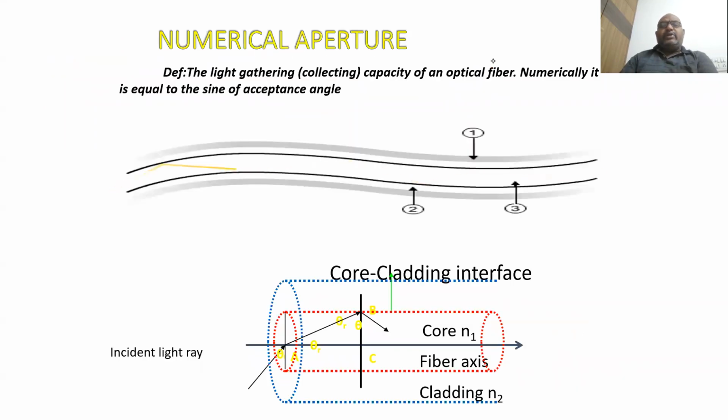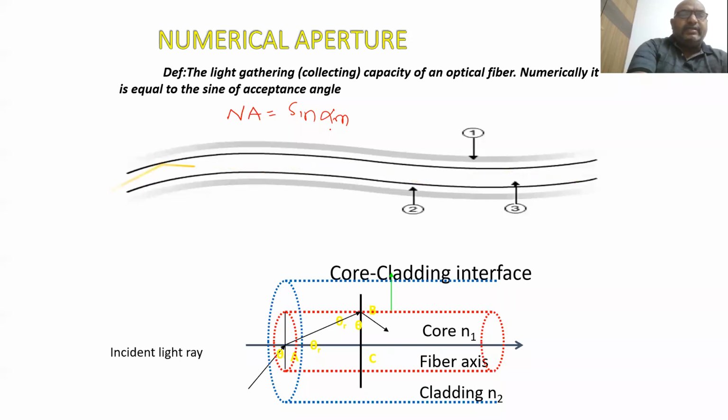So what is the numerical aperture? The light gathering capacity of an optical fiber. Numerically it is equal to the sine of the acceptance angle. That means NA, the numerical aperture, is equal to sine of the acceptance angle. Alpha M is the acceptance angle, right?